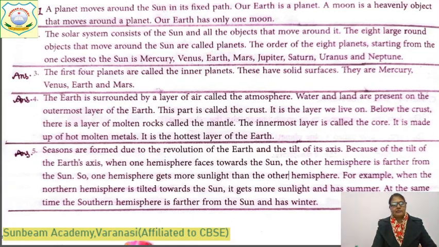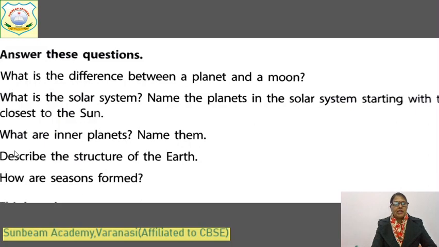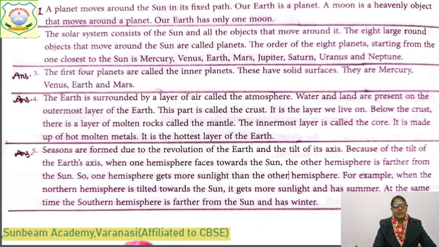Okay. Let's read the next question. Describe the structure of the Earth. अर्थ के स्ट्रक्चर को आप बताइए. ओके, यस, question answer number 4. The Earth is surrounded by a layer of air called atmosphere. हमारी अर्थ चारों ओर एक गैस के लेयर से है ना, एयर है ना, उसको एटमॉस्फेयर कहते हैं. Water and land are present on the outermost layer of the Earth.